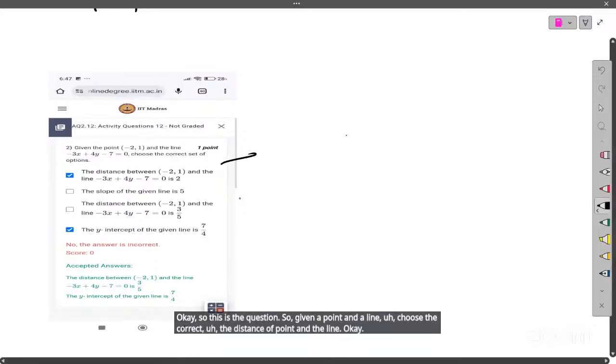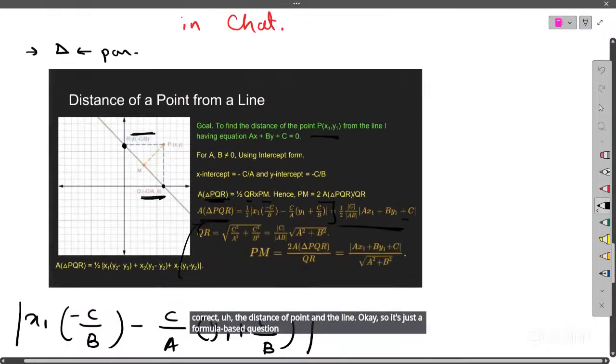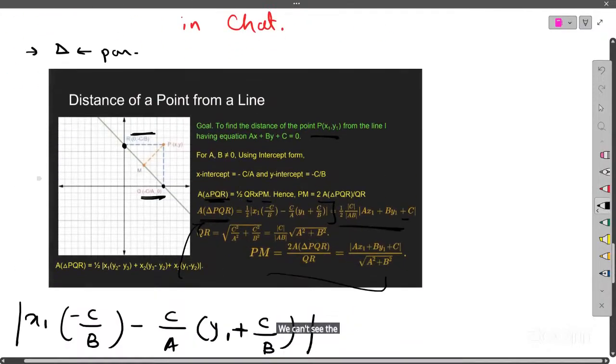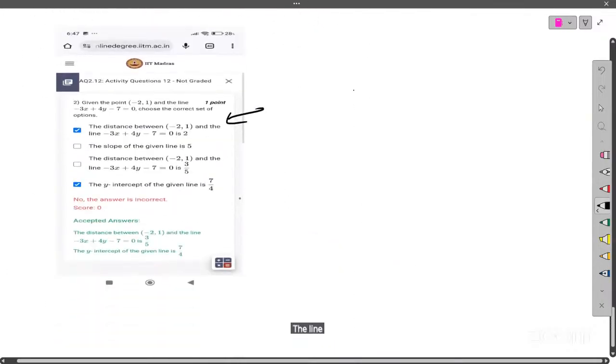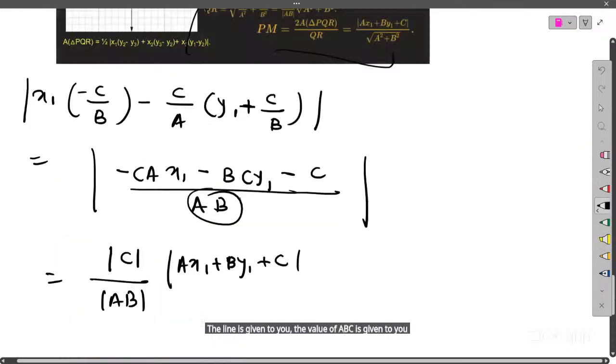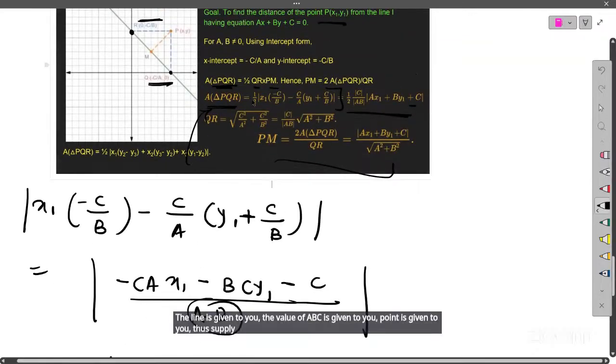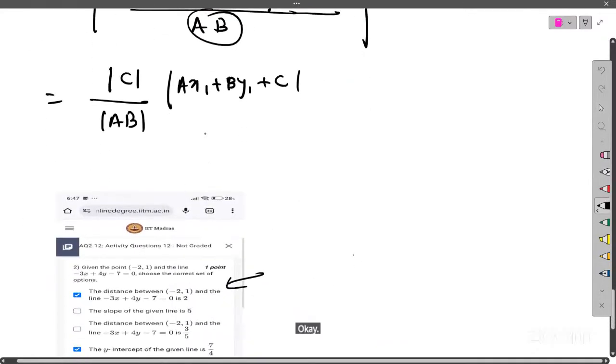Okay, so it's just a formula based question. Whatever formula we have here, you just have to apply this formula and that's all. You don't need to do anything else. The line is given to you, the values of A, B, C are given to you, the point is given to you. Just apply this particular formula and you can get your answer.